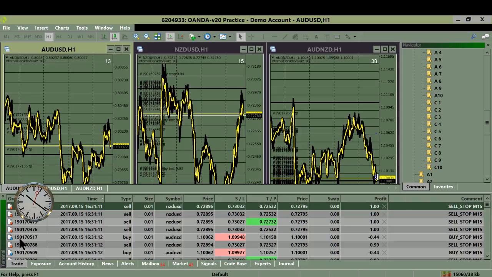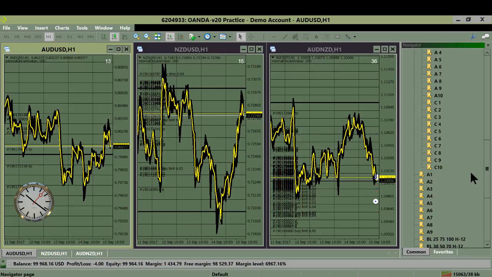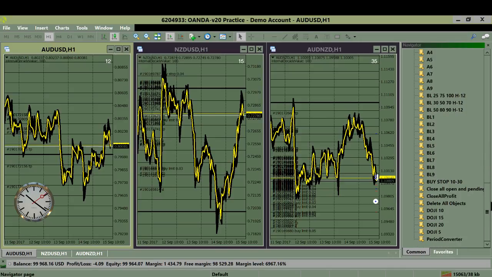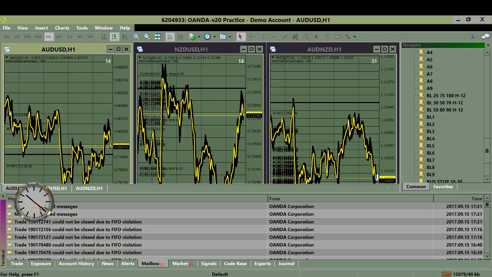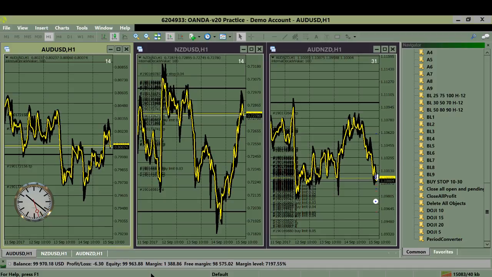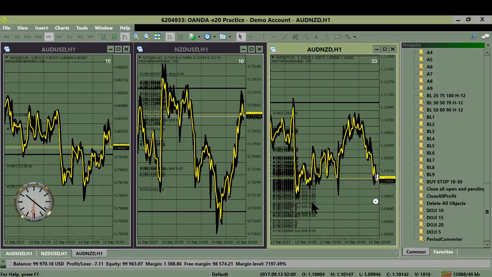Now, if I hit close all profits, I'm going to run the close all profits script. Watch the margin. I'm at 1434 margin. It's taking off winners. Incoming mail. But when it got to the one that wasn't, it just sent me a message. More FIFO violations.